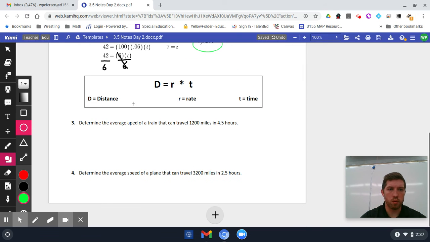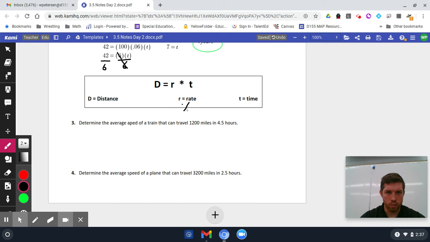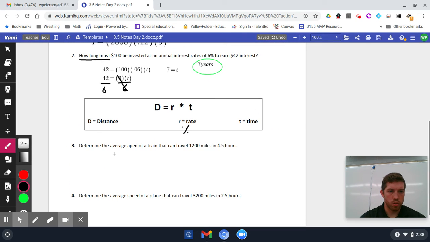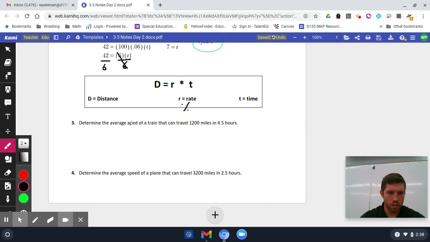All right, so the next one we're talking about distance, rate, and time. Again, rate is a percent or a decimal. All right, so we got percent, and then we have time, and then we have distance, okay? So determine the average speed of a train that can travel 1,200 miles, and we have the time. Okay, we're missing the rate. We want to find the average speed, the rate.